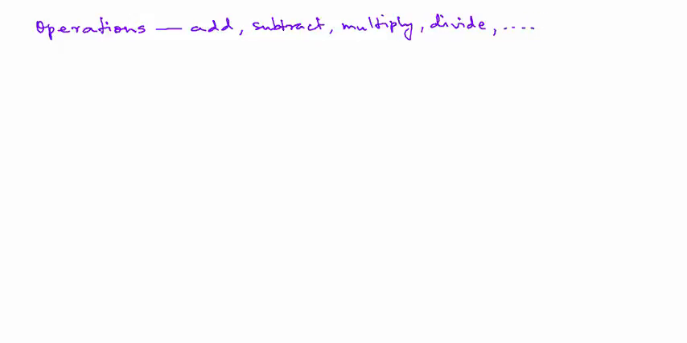So a math sentence comprises some numbers and some operations that you need to perform on those numbers. And then the question arises, do you do the operations in any specific order when there is more than one type of operation in a math sentence?